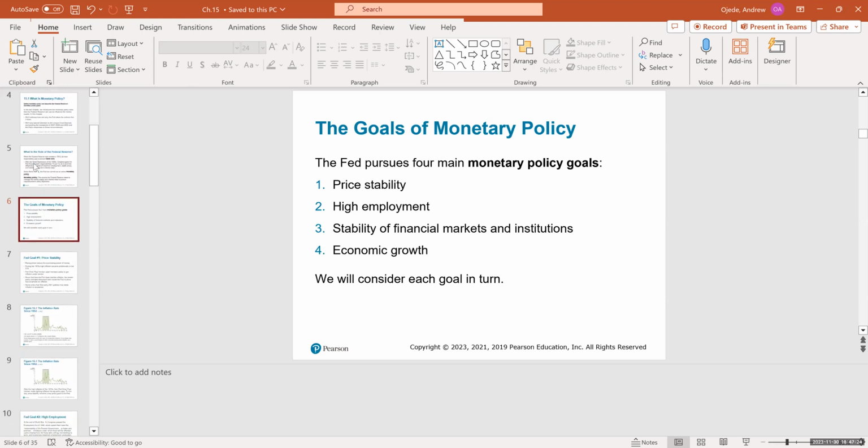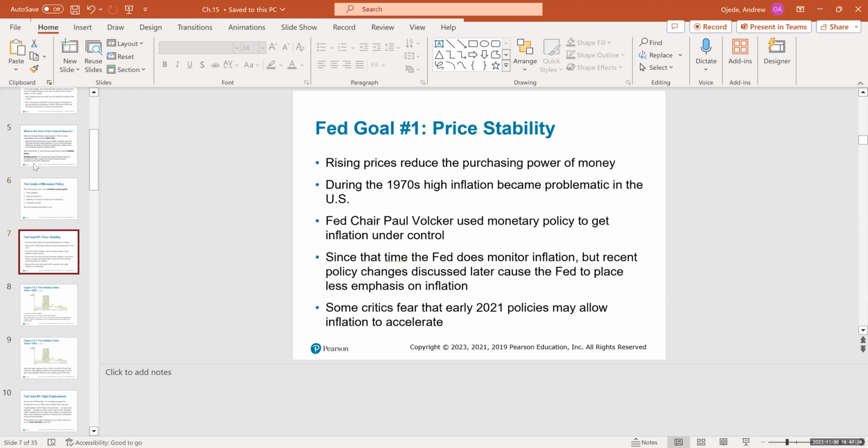Okay, so goal number one, which is price stability. Rising prices in the economy reduce the purchasing power of money. We know that if you have $100 in your pocket today, and let's say lunch costs $10, that means your $100 can buy you 10 lunches.